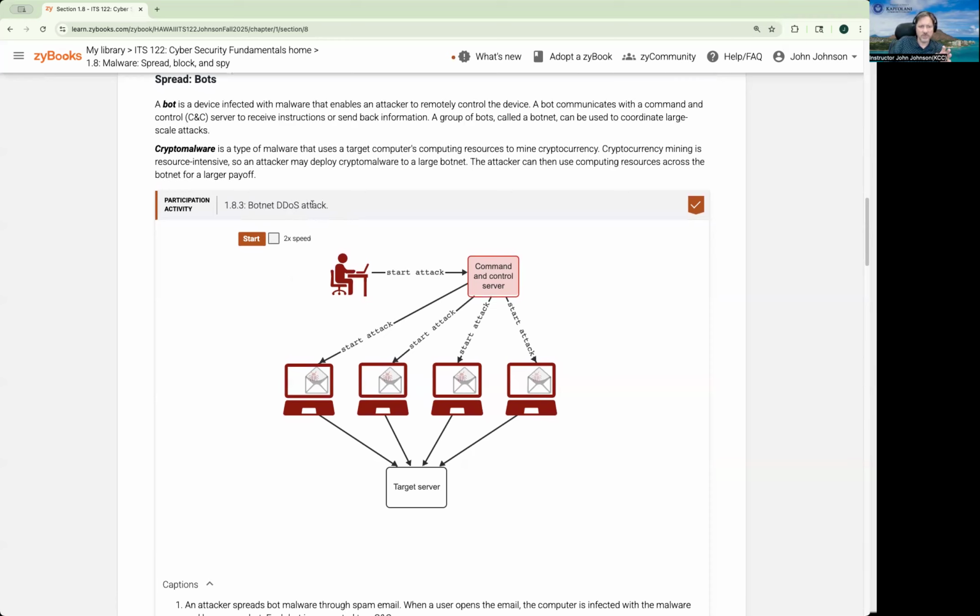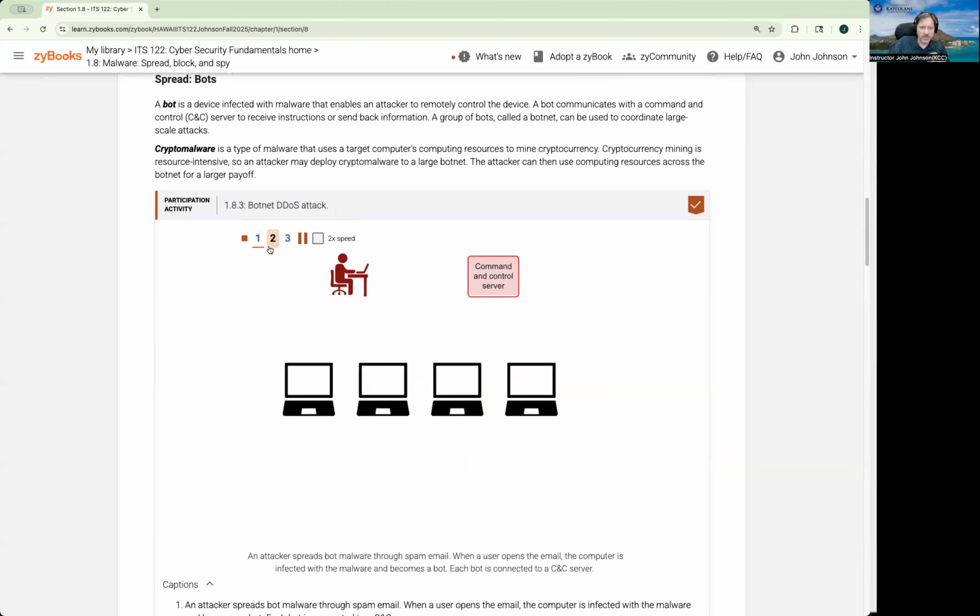Remember, a denial of service is hitting availability. That's what happens when you try to bring down a website, for example. So we're going to start here. An attacker spreads bot malware through spam email. So the email goes out to all these computers. When a user opens the email, the computer is infected with the malware and becomes a bot. Each bot is connected to a CNC server, the command and control server.